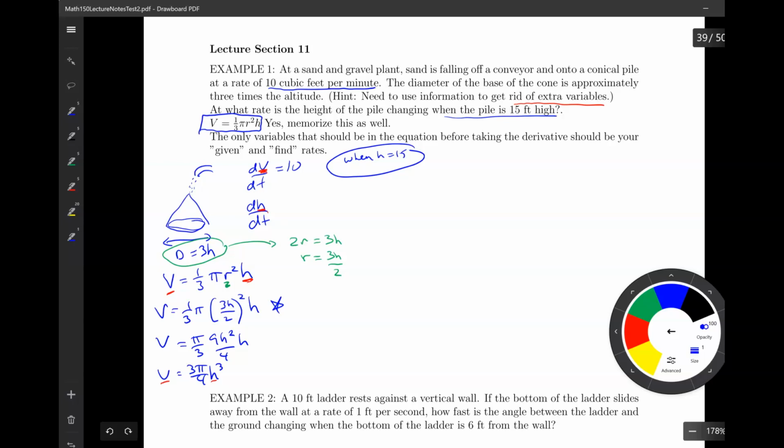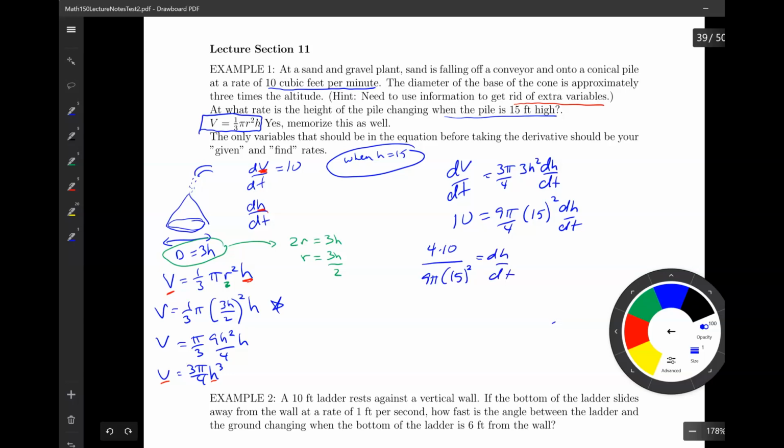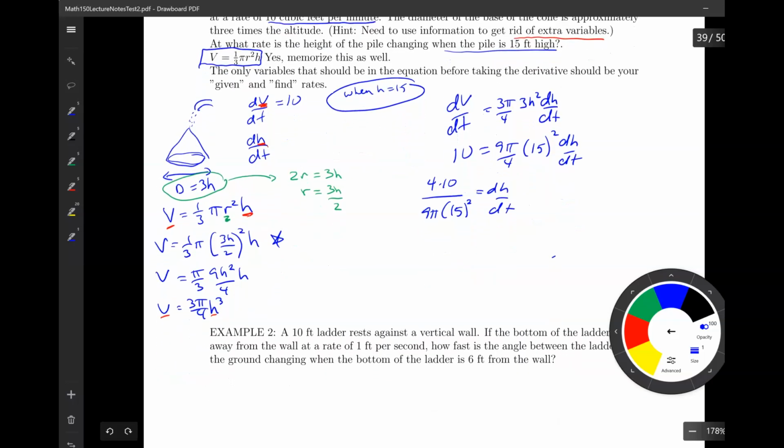Now I want to take the derivative with respect to t. So dV/dt, carry along the 3 pi over 4, 3h squared, dh/dt. Now I'm going to use my information given. dV/dt is 10. So I have 9 pi over 4, h I know is 15. I'm going to square it and divide through. So I have 4 times 10 over 9 pi times 15 squared is dh/dt. I'm just going to leave it like that.